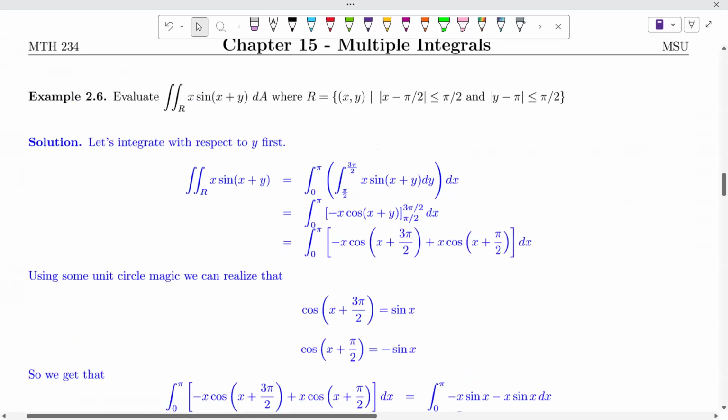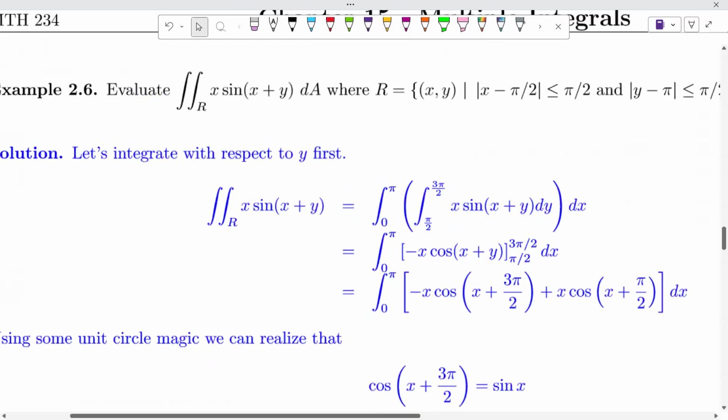First, I want to look at my function, which is x times sine of x plus y, which, as it turns out, is not a separable function. I can't really factor out my x's from my y's because I'm adding them together on the inside of a sine function.